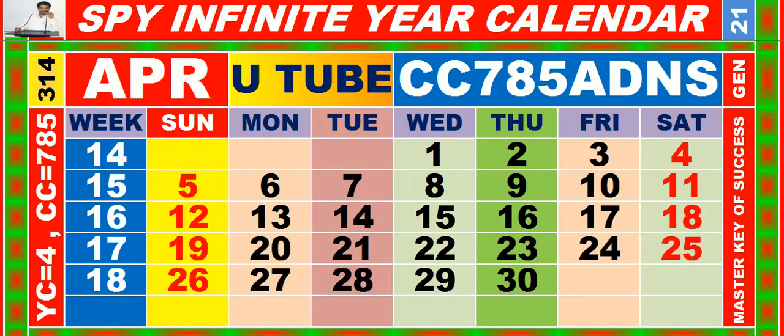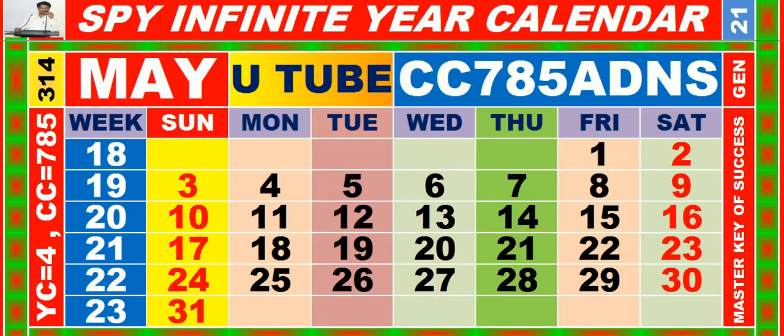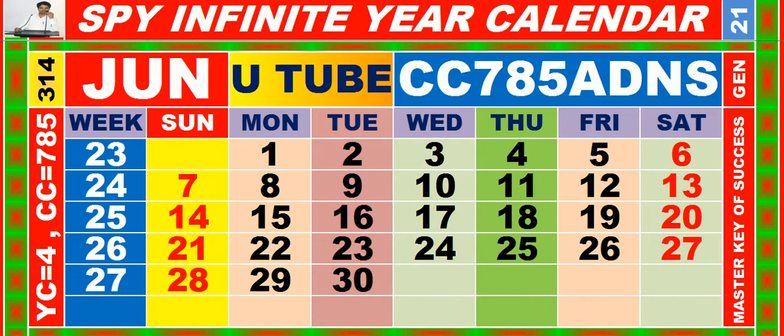Calendar for the month of April, having calendar code equal to 785. Calendar for the month of May, having calendar code equal to 785. Calendar for the month of June, having calendar code equal to 785.